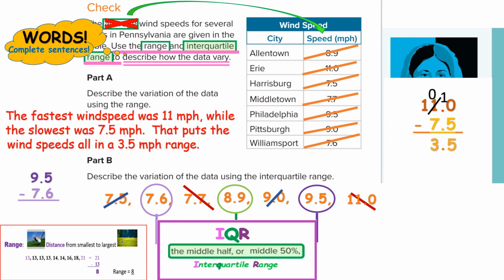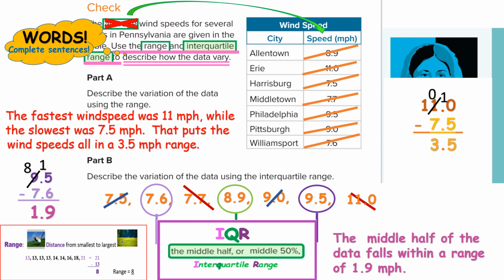So what we're saying then is, if I subtract those, because we're finding an interquartile range, I have 9.5, I subtract the 7.6, and I bring down my decimal because I'm subtracting decimals. I can't take 6 from 5, so I have to borrow. The 5 becomes a 15, and 15 minus 6 is 9, and then 8 minus 7 is 1. So my interquartile range is 1.9 miles per hour, but I'm describing it, so I have to use a sentence. So I would say the middle half of the data falls within a middle or interquartile range of 1.9 miles per hour.